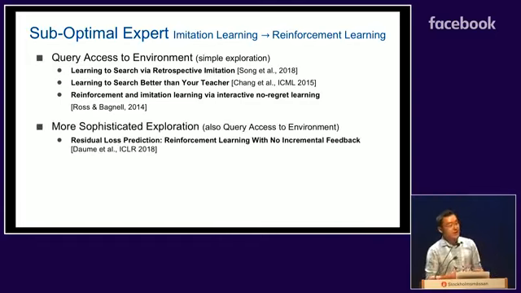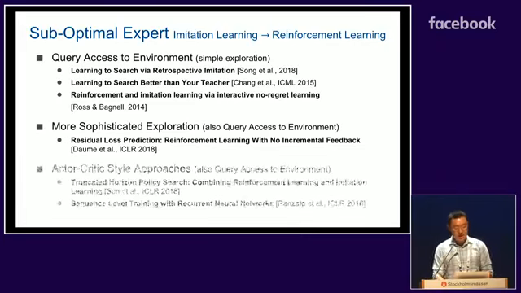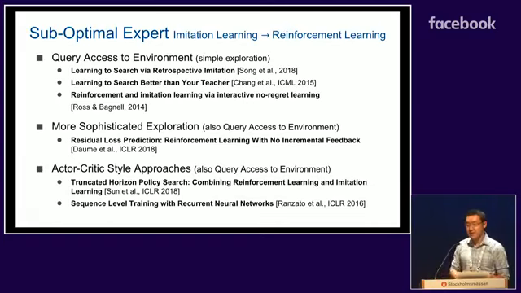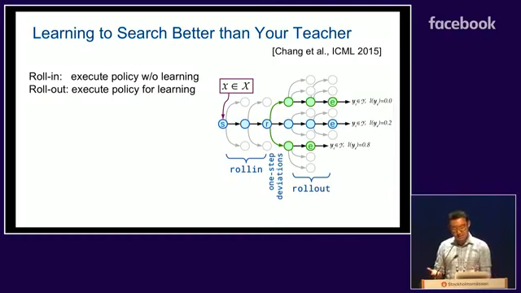We could do more sophisticated exploration, which combines things like contextual bandits. And there are other approaches that take a more reinforcement learning-centric interpretation of this problem, such as taking an actor-critic style approach to this structure prediction problem. So let me just give you a small description of one such example, from the paper Learning to Search Better Than Your Teacher, by Chang et al.